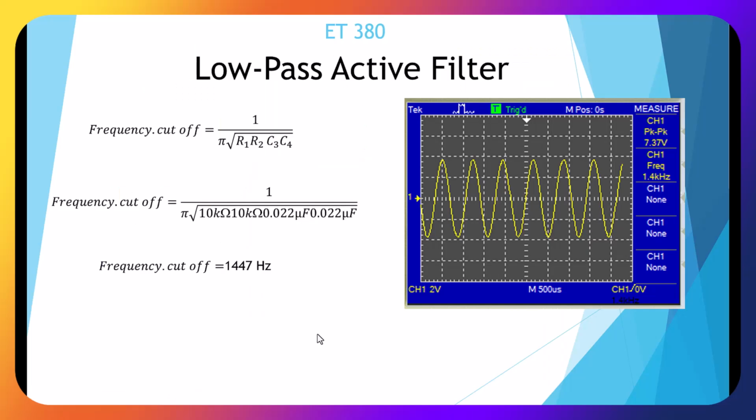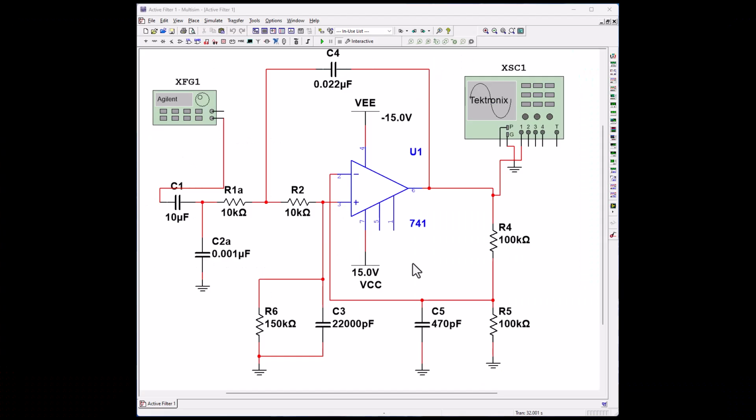Here's a close-up of our oscilloscope showing that we have 1.4 kilohertz. And I go through our calculation here and I come up with 1447 hertz. So it's perfect. Okay, so we used our old school method.